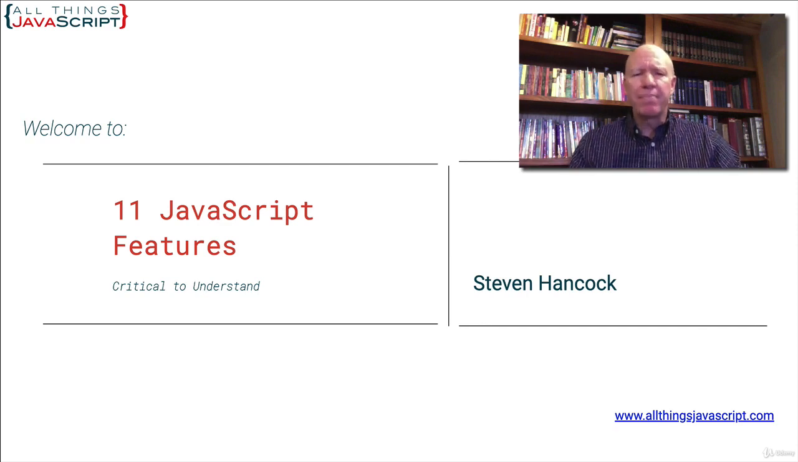The purpose of this course is to cover 11 JavaScript features that I feel are critical to understand. Now, why 11? Well, I started this process by listing what I thought were the most important features. Then I reviewed similar lists from other JavaScript developers. Those that showed up the most and weighed the most in my mind made the list. The final number ended up being 11. So let's look at those 11 topics which we are going to cover.